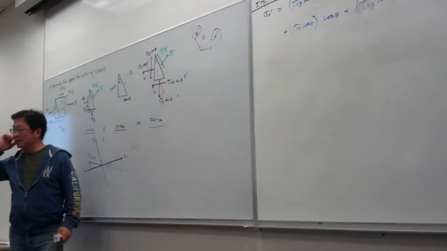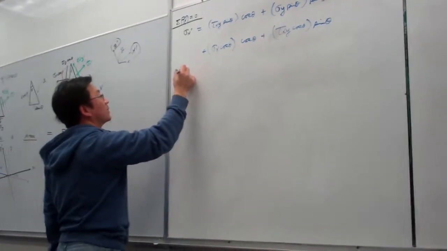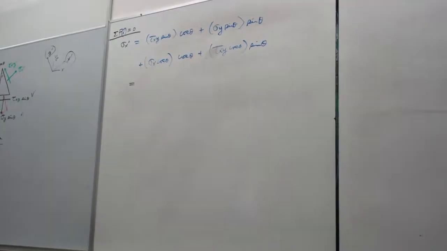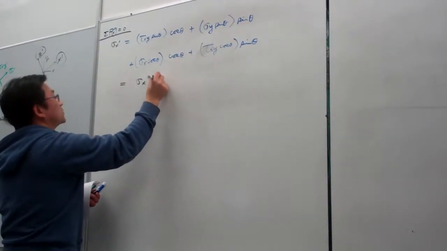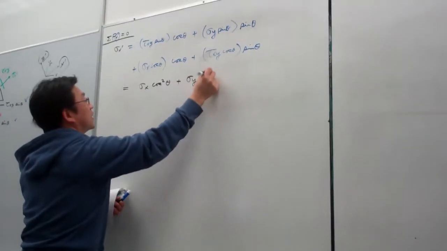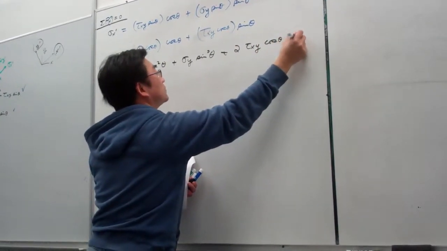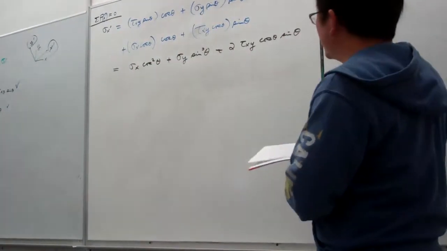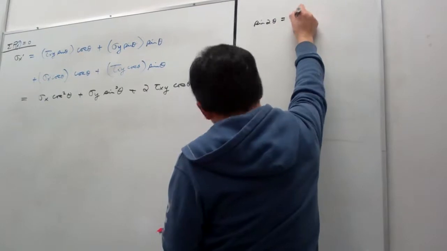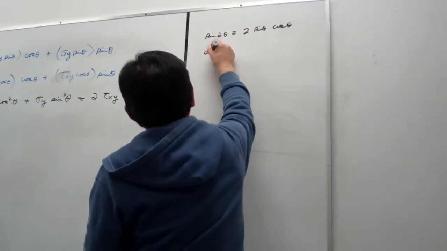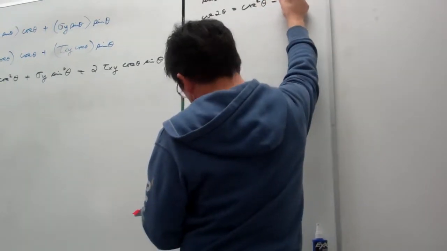Are we okay? And now here we can leave a few spaces. So here let me summarize. That means this will be equal to sigma x cosine squared theta plus sigma y sine squared theta, plus 2 tau xy cosine theta sine theta. And here we might be able to use the formulas from trigonometry: sine 2 theta equals 2 sine theta cosine theta, and cosine 2 theta equals cosine squared theta minus sine squared theta.